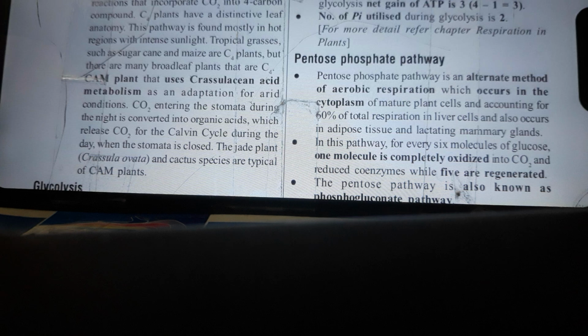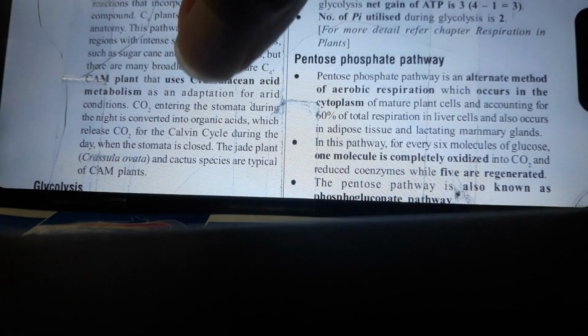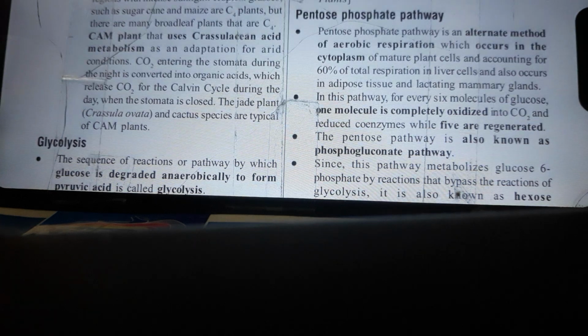CAM plant, that is a plant that uses crassulacean acid metabolism. I think I've already explained this in the previous lecture for NEET students. Refer to that, please. As an adaptation for arid conditions, the carbon dioxide entering the stomata during the night is converted into organic acids, which release CO2 for the Calvin cycle during the day when the stomata are closed. The jade plant, Crassula ovata, and cactus species are typical of CAM plants.